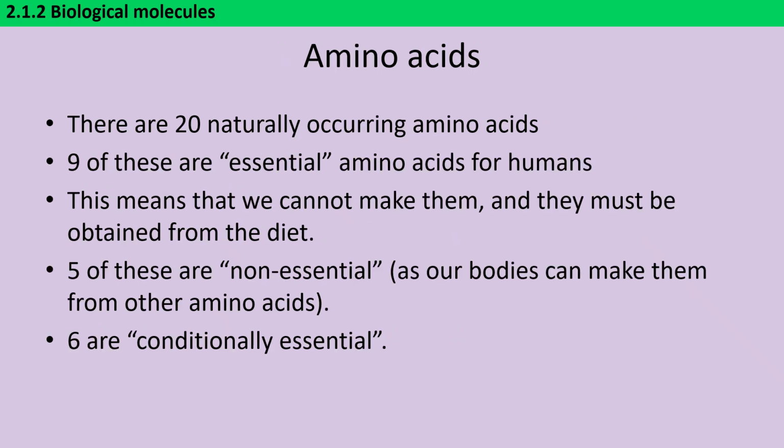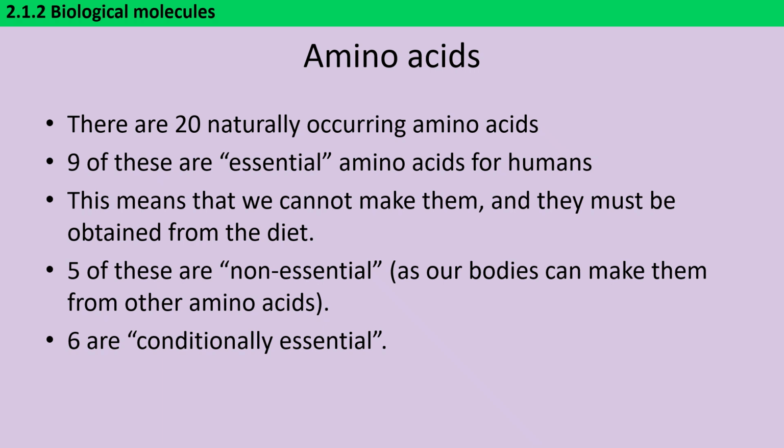There are 20 naturally occurring amino acids, and we can split these into three groups based on whether it's vital that they're included as part of the diet or whether it's possible for the body to make them from other amino acids. So we start off with 9 essential amino acids, and these are the ones that cannot be synthesised from other ones. So it's really important that they're part of your diet, and that's particularly vital if maybe you're a vegetarian or restricting your protein intake for some other reason like an allergy, and it's really important that you're actually getting all 9 of these essential amino acids.